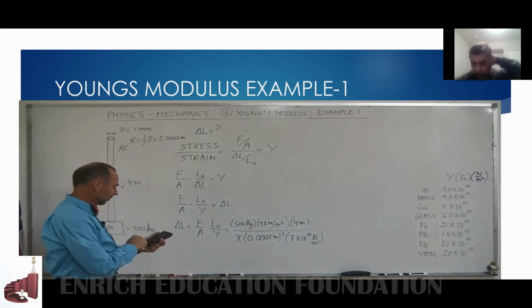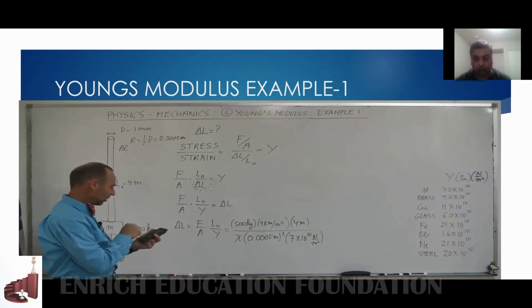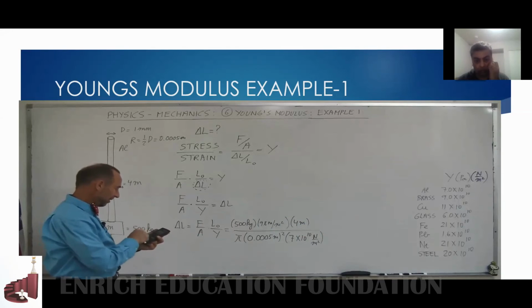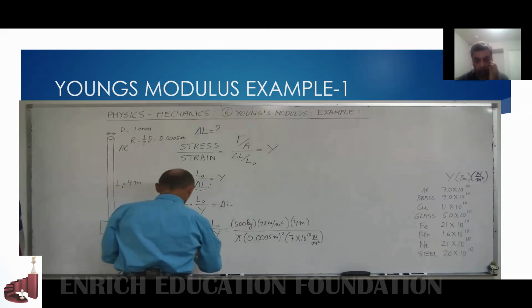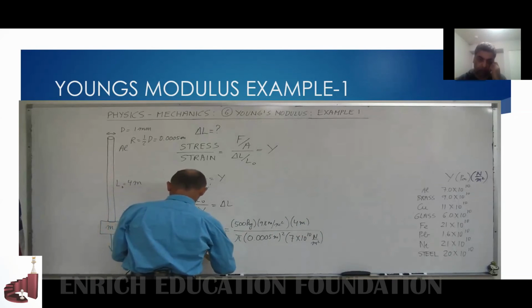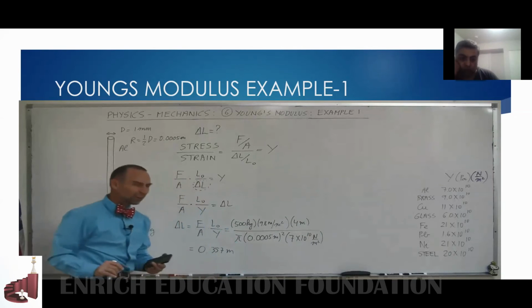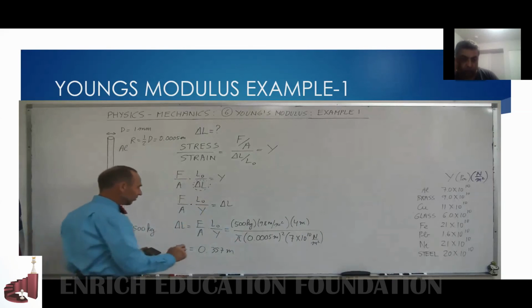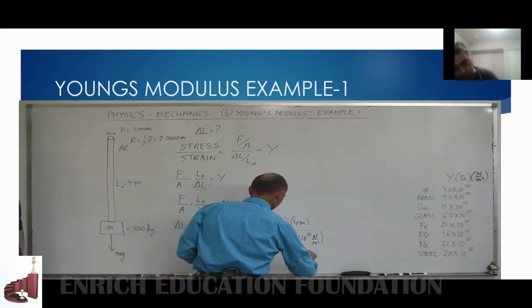Let's find out what it is. So 500 times 9.8 times 4 divided by pi divided by 0.0005 squared and times 1 divided by 7e to the 10th equals, and wow, let's see here, that is equal to 0.357 meters. Wow, that would be 35.7 centimeters, which is approximately 14 inches.